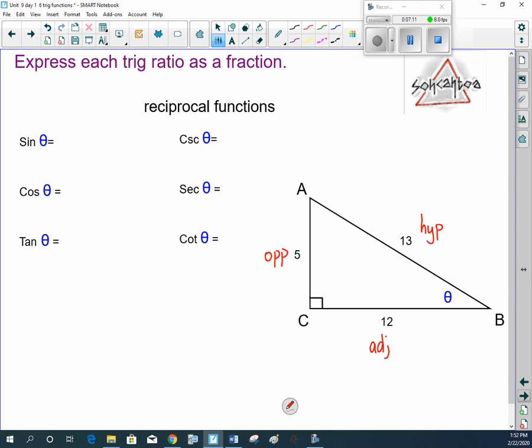Okay, so when I come over here and I do sine theta, remember sine theta word definition is opposite over hypotenuse. So I'm going to look for the opposite side, which is 5, over the hypotenuse, which is 13. So the ratio I'd be looking for would be 5 over 13.